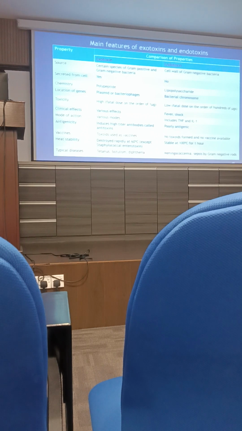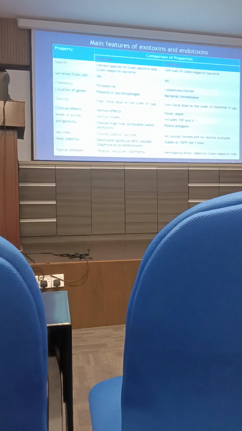Antigenicity: high titer antibodies. Exotoxin is more antigenic compared to endotoxin. It is often inactivated into toxoid form and used as vaccine. Endotoxin cannot be used in vaccine production. Heat stability: exotoxin is destroyed rapidly at 60 degrees, except for staphylococcal enterotoxin. So it can be destroyed with high temperature except for the enterotoxin of Staphylococcus. Whereas endotoxin is stable at 100 degrees for up to 1 hour.